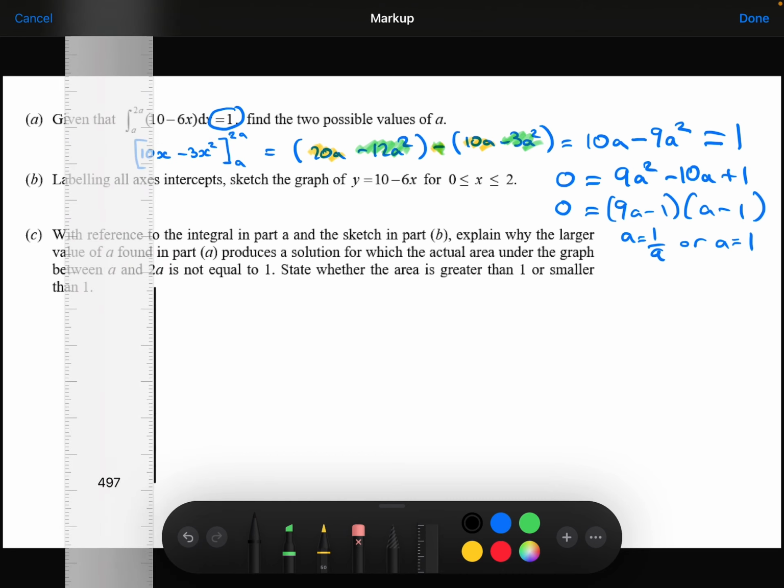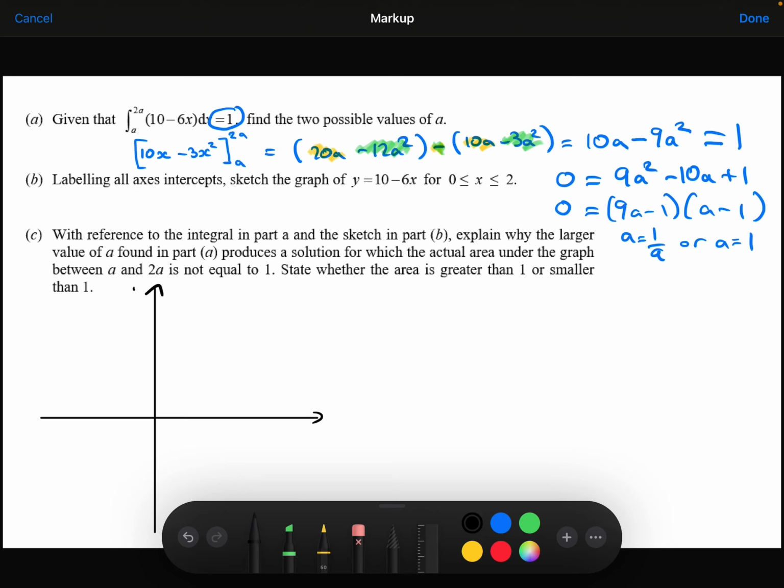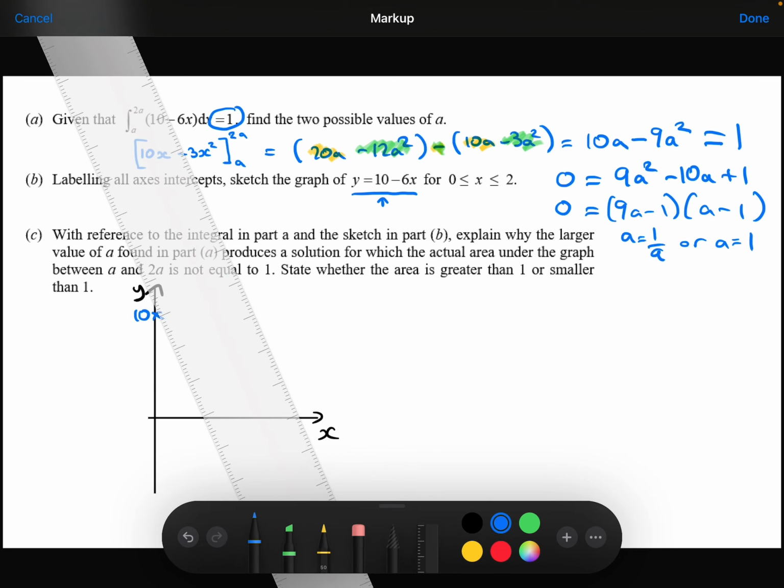Part B says, labelling all of the axes intercepts, we need to draw a sketch of y equals 10 minus 6x between x is 0 and x is 2. So actually I don't need all of this. Right, this is a straight line. It's got a y-intercept of 10. It's got a gradient of minus 6. So it's going to look something like this.